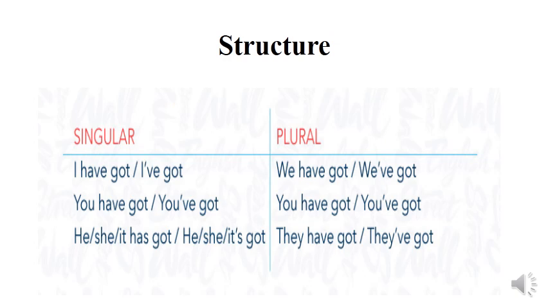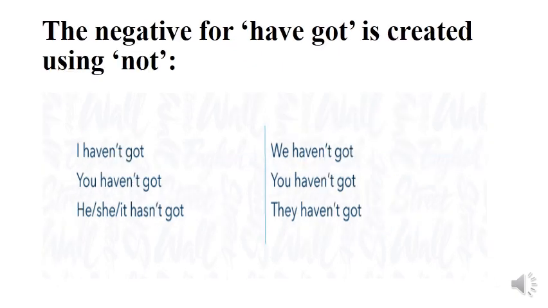When referring to the singular form, you say I have got or I've got, you have got or you've got, he has got, she has got or it has got, or he's got, she's got or it's got. When referring to the plural form, you say we have got or we've got, you have got or you've got, or they have got or they've got. When making the negative form for have got, we just add the word not. I'm going to explain better.